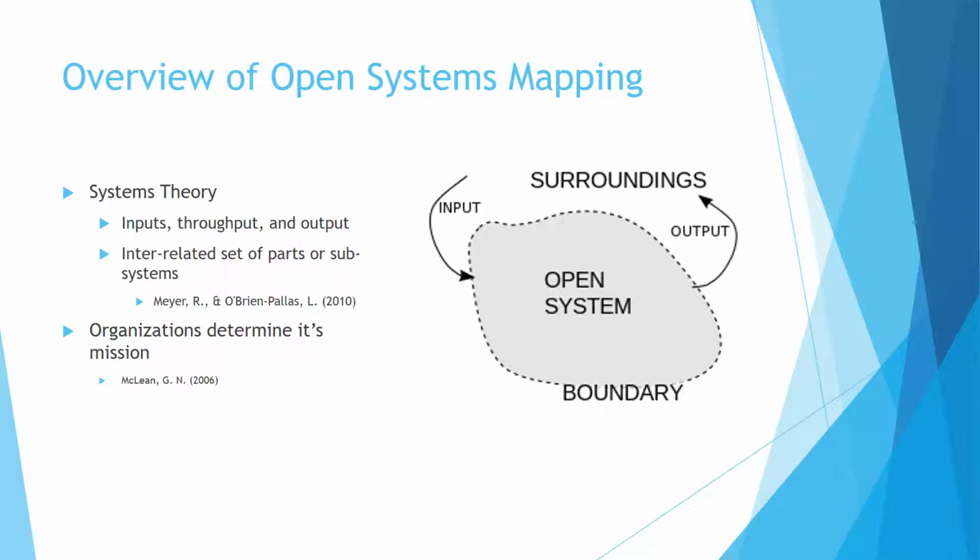Open systems mapping is used to help the organization determine its mission based on where it currently is and where it would like to be. Mapping helps to identify gaps, and then it is up to the discretion of the organization on how to close the gap. On the next slide, we will view Heap's approach as to how to use open systems mapping.